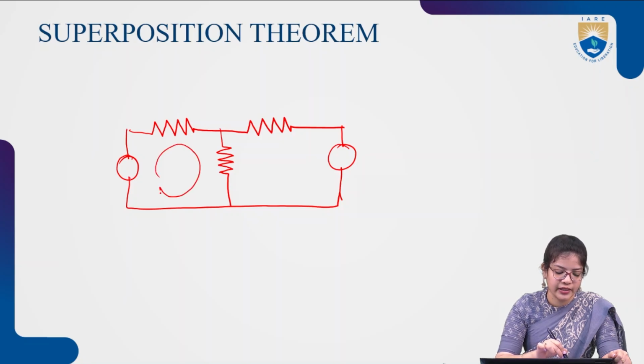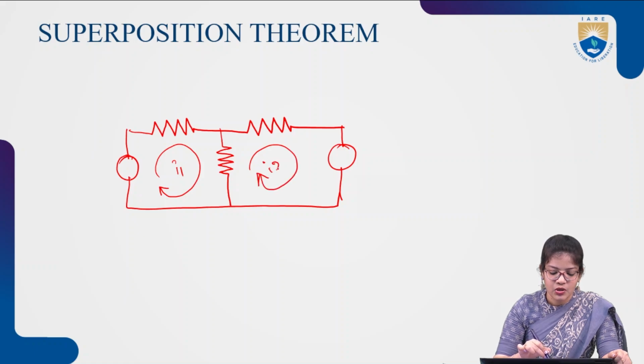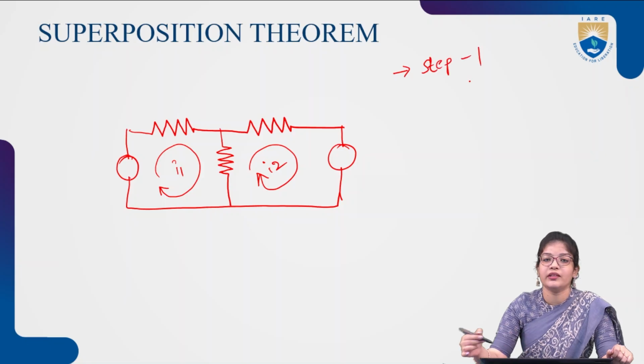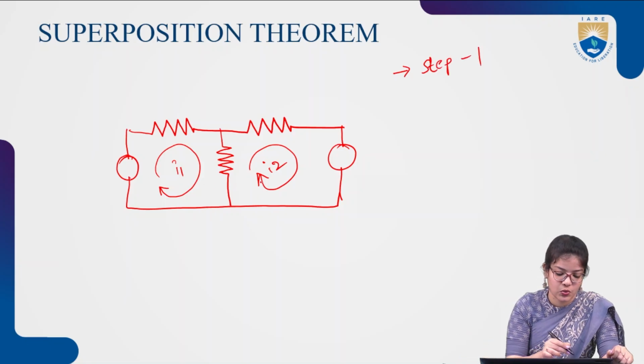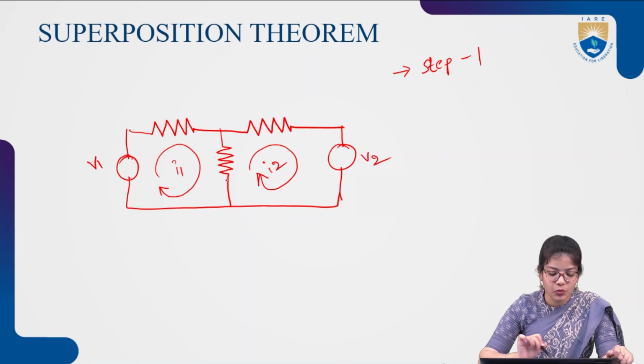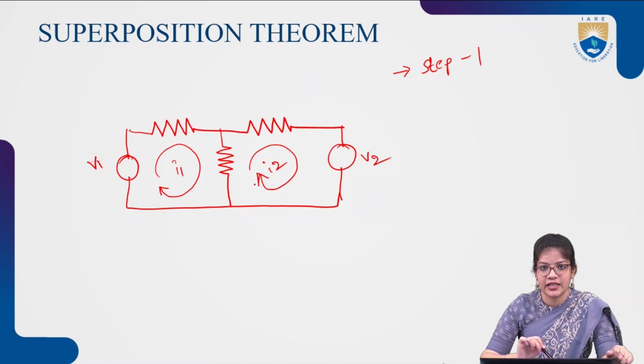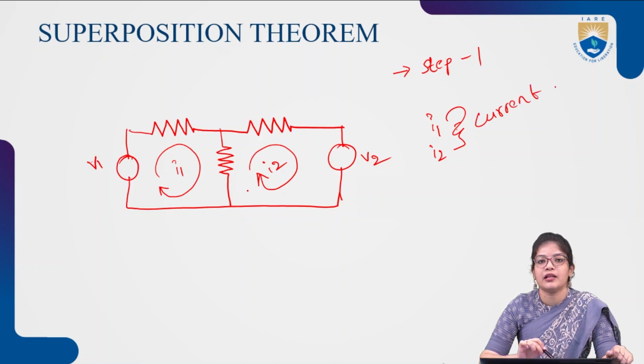Whatever currents we get in these meshes will be noted as I1 and I2. So in step 1 we have to consider both the sources. This will be source 1 and this will be source 2. By considering both the sources, we have to calculate the currents in each mesh. Here there are two meshes which are denoted with I1 and I2, so we will get two currents. By applying mesh analysis or nodal analysis, we will get the currents I1 and I2.